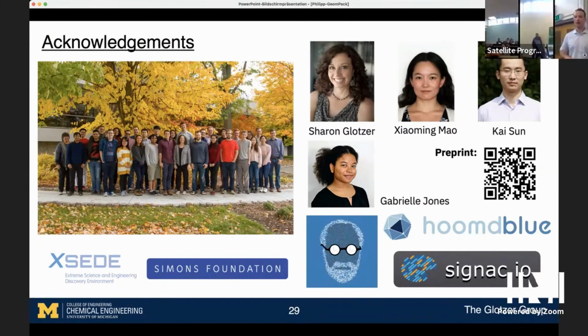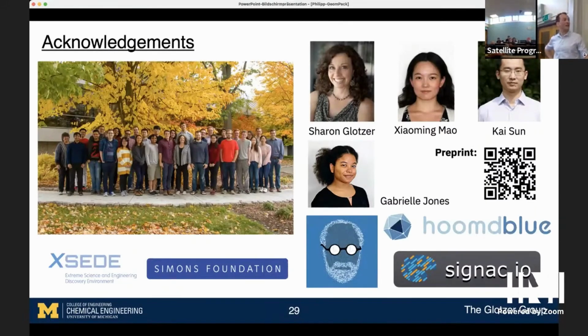That's HOOMD-blue. This is our analysis tool, which is called Freud. So we have Signac, we have HOOMD-blue, and we have Freud. What does Signac do? Why should everyone use it?